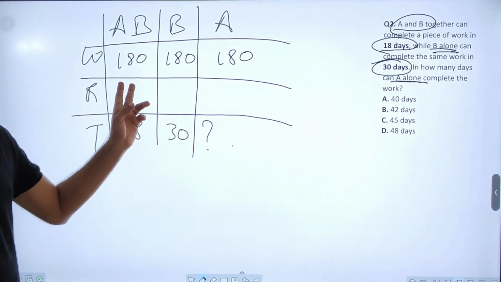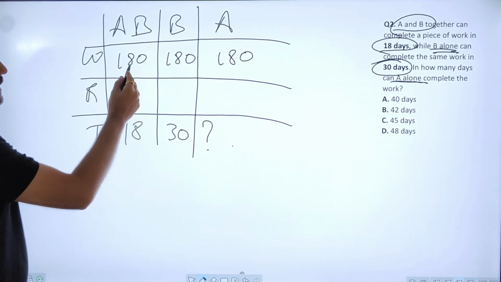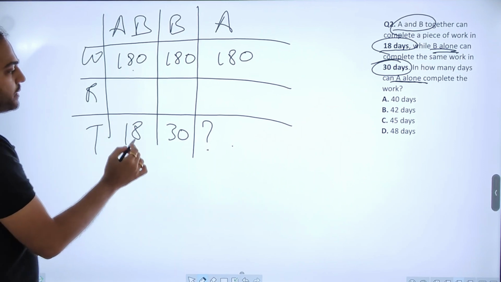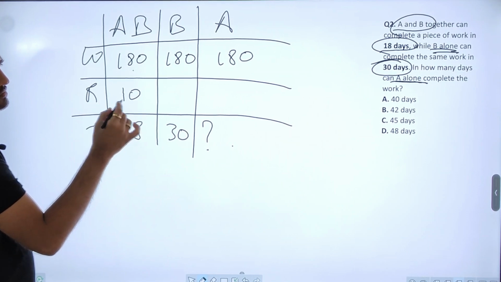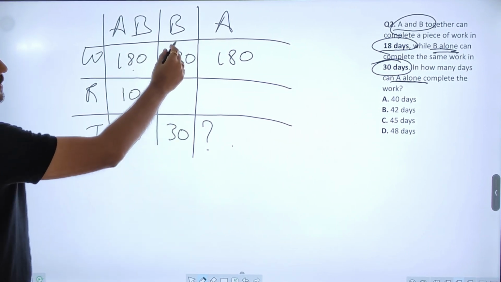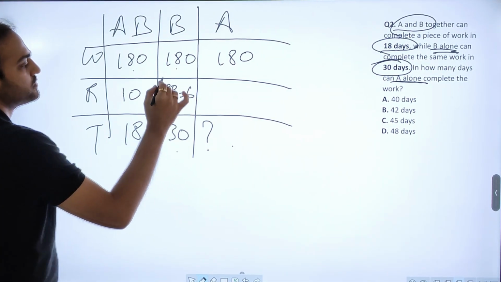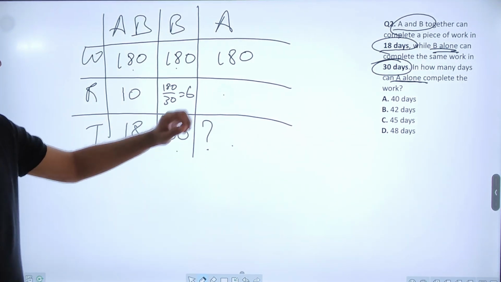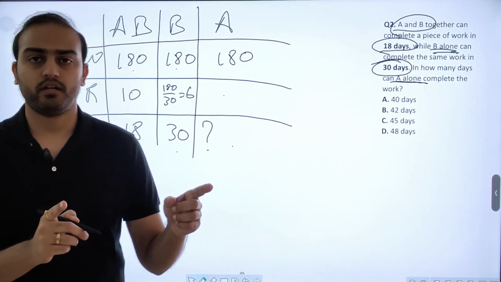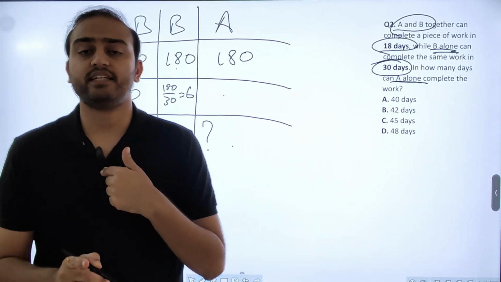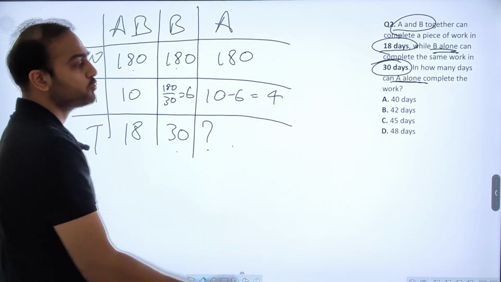Again, step 2 done, work assumed. Now let's find the rate in each scenario. So rate of A and B together, 180 by 18, that's 10 chocolates per day, right? Rate of B, 180 by 30, right, which is 6. Okay, now rate of A. Now think, A and B together eat 10 chocolates per day. Of that, B is eating 6. That means A is eating how many? 10 minus 6, that's 4 chocolates.